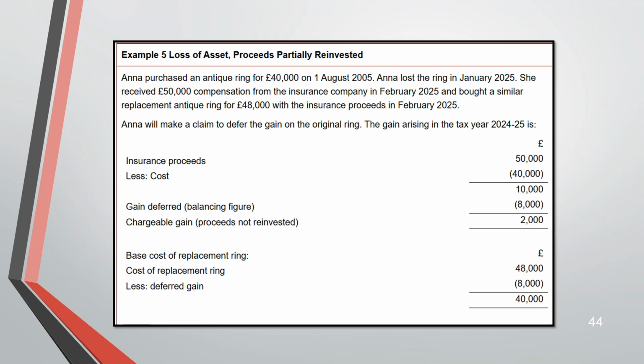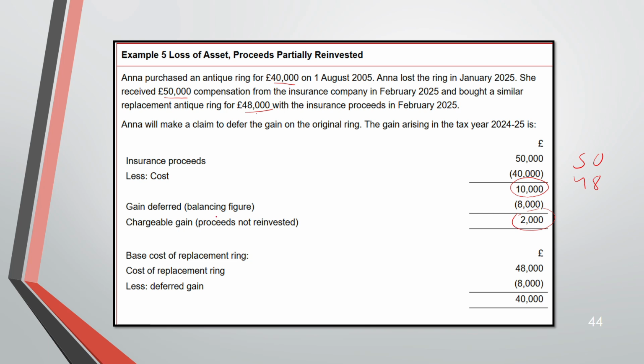Example 5. Partially they have reinvested, not the entire amount. This case is different. Here Anna is purchasing for 40,000, received 50,000, buying another for 48,000. What happened? He received 50,000 but is buying at less than the insurance proceeds, 48,000. You see? So first we'll find the gain. Insurance proceeds are 50,000. From there we'll deduct the cost. This is the gain, 10,000. Remember, 48,000 was reinvested but he received 50,000. So 2,000 was not reinvested. That 2,000 is chargeable.